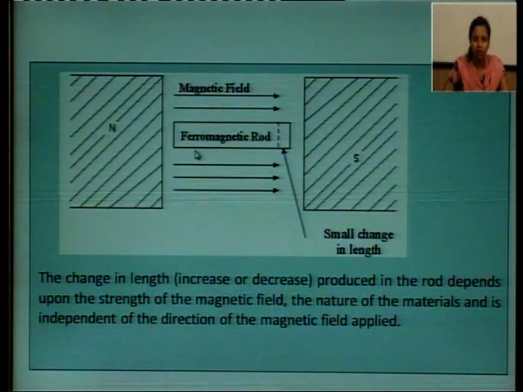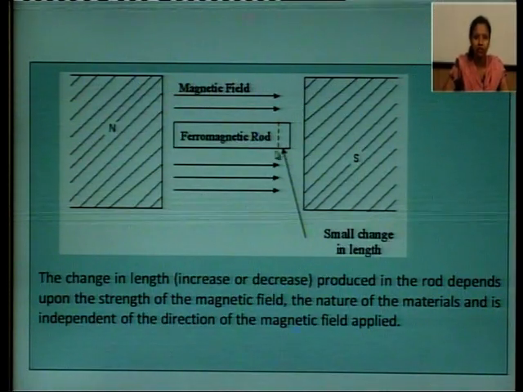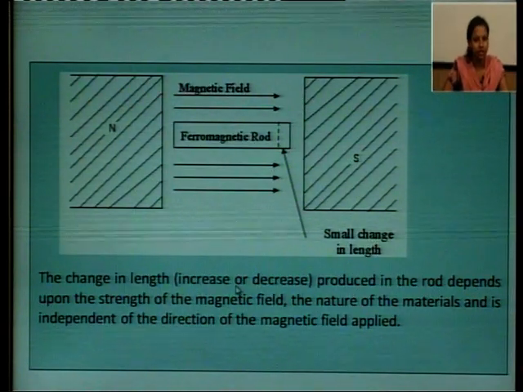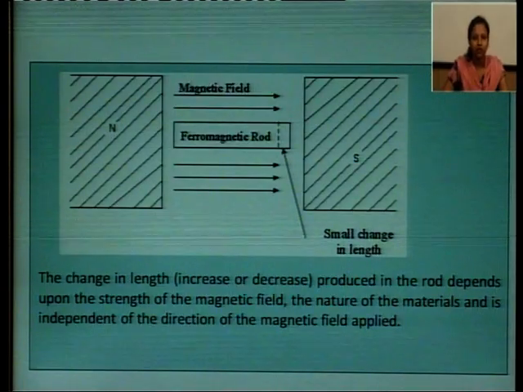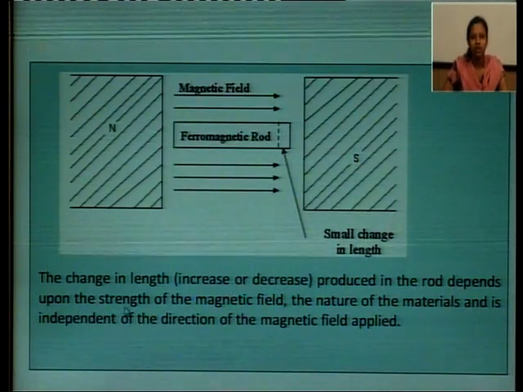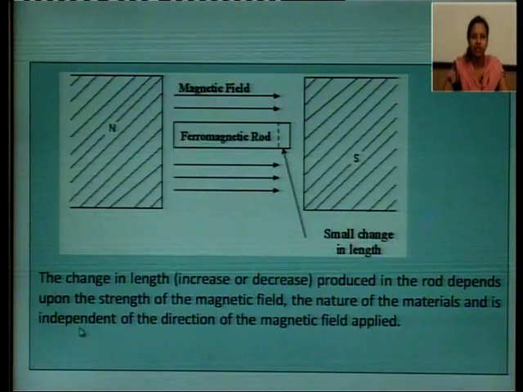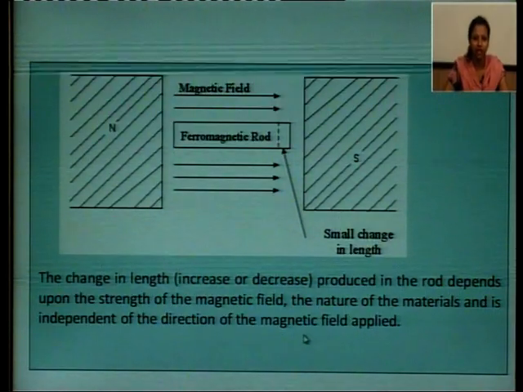Pictorially we can show this: these are the north and south poles of the magnetic field. The rod is placed parallel to this field, so there is a small change in length depending upon the field, because of the magnetostriction effect. The change in length, increase or decrease, produced in the rod depends upon the strength of the magnetic field and the nature of the material, and it is independent of the direction of the magnetic field applied.